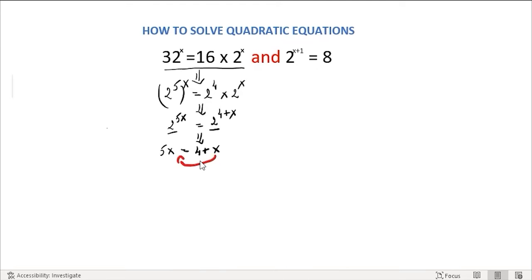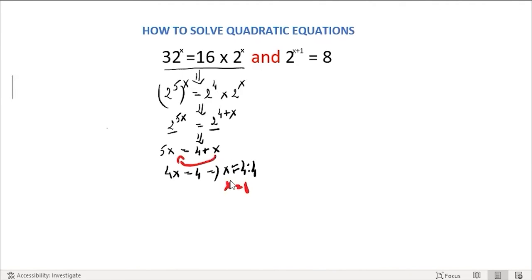So we will have 5x minus x, which is 4x, equals 4. Result: x equals 4 divided by 4. In this case, x equals 1 for solution.